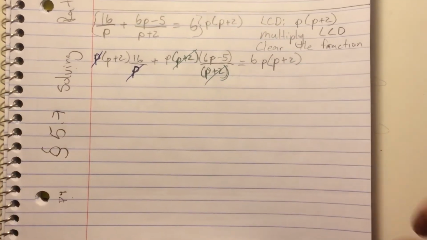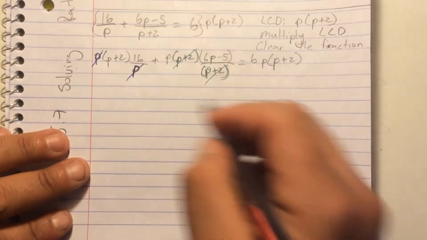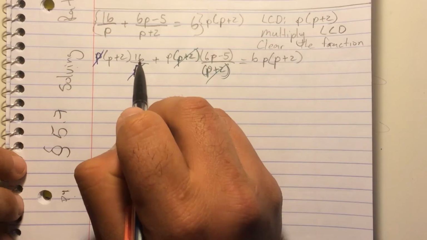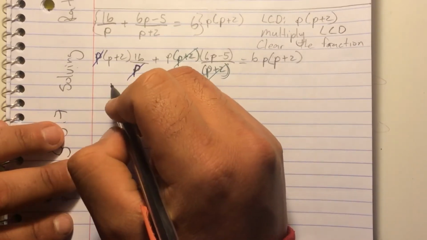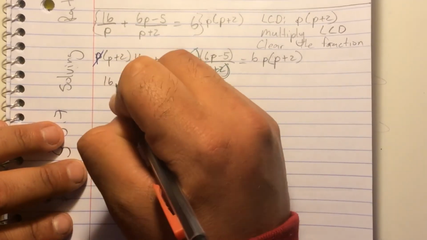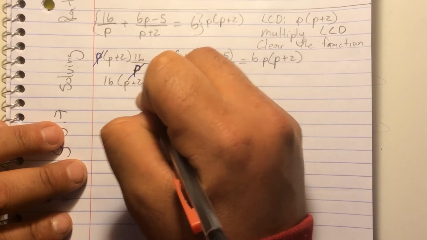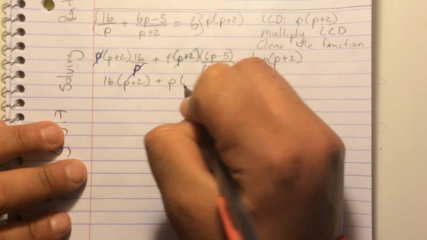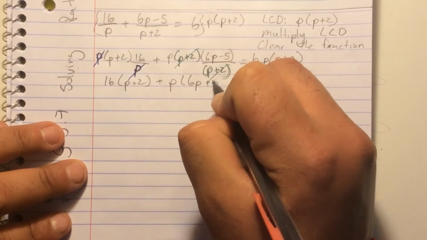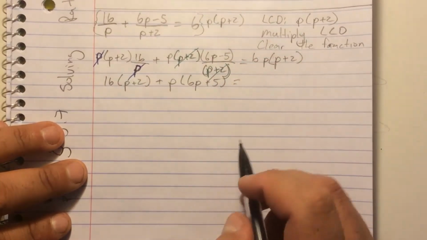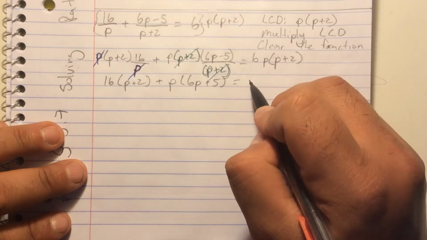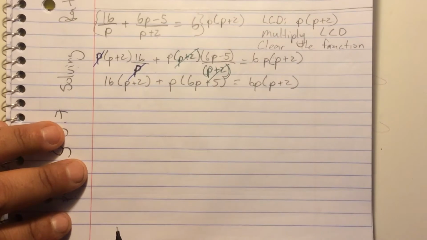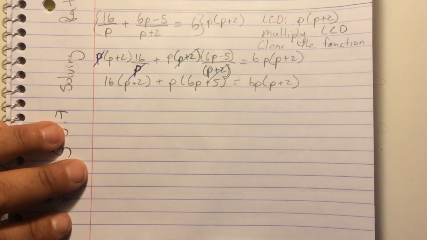Okay, so we still got to distribute it. But same thing like we did in a couple problems ago, we're going to use the associative property of multiplication and move the 16 out in front. So it makes it easier for us to distribute. So 16 times p plus 2. And this one's already in front, so that we have a plus p times 6p minus 5. This is going to be equal to our 6p times our p plus 2. So we'll go ahead and distribute these now.